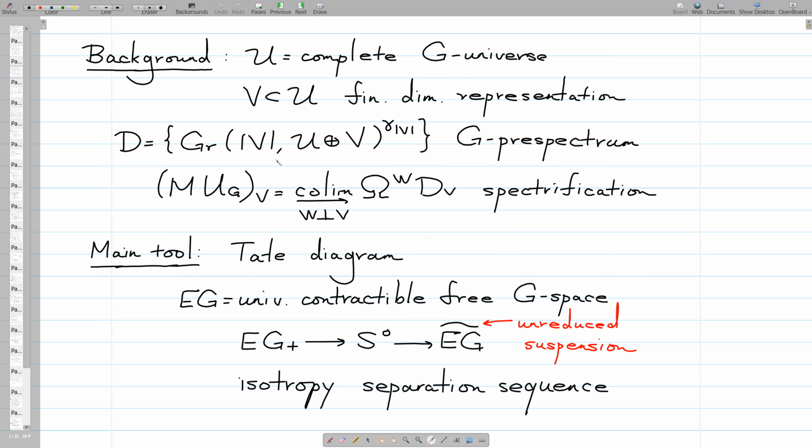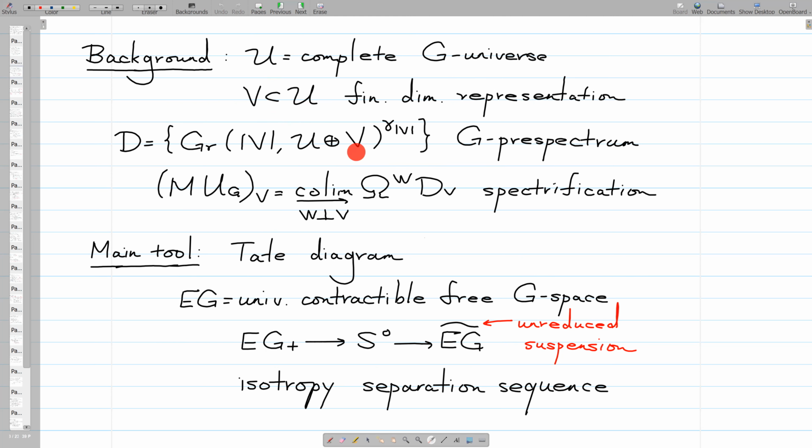And so how do we define MUG? It is a Thom spectrum of canonical bundles, just like in the non-equivariant situation. So we can take a Grassmannian.